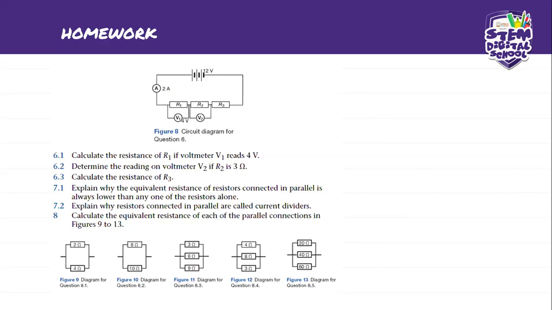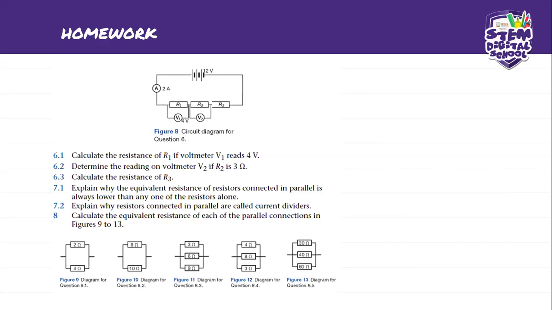Number 6.2: determine the reading of the voltmeter V2 if R2 is 3 ohms. In this case, it's vice versa. Before we were looking for the resistance, now we're looking for the voltage. So V2 is going to be I times R, which is equal to 2 times 3, and that's going to give us 6 volts.